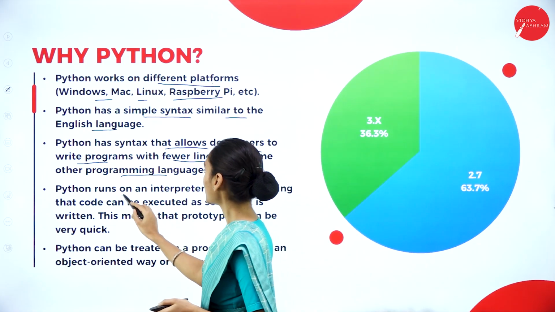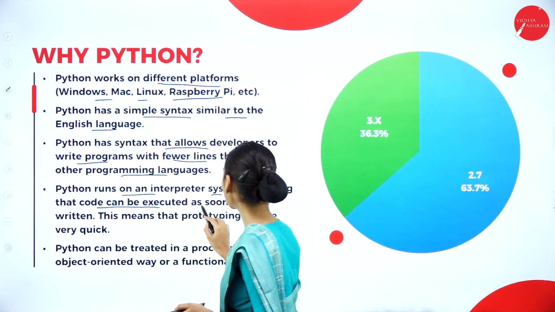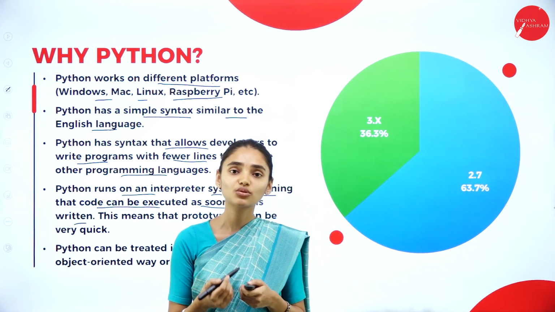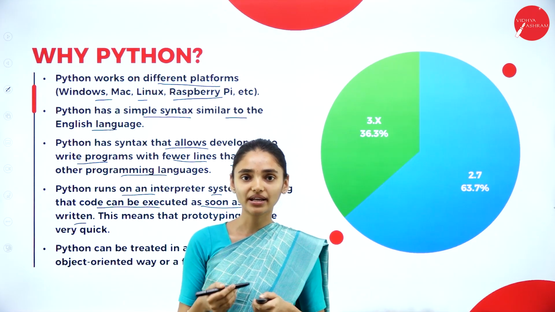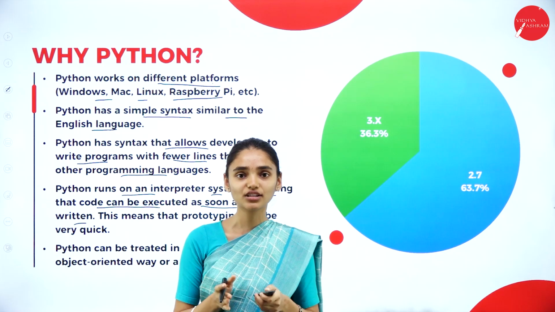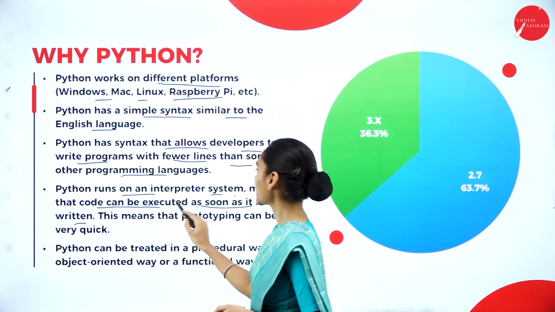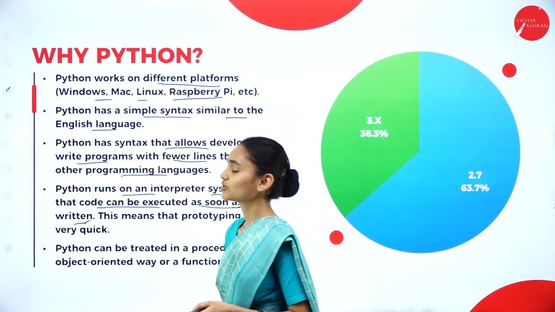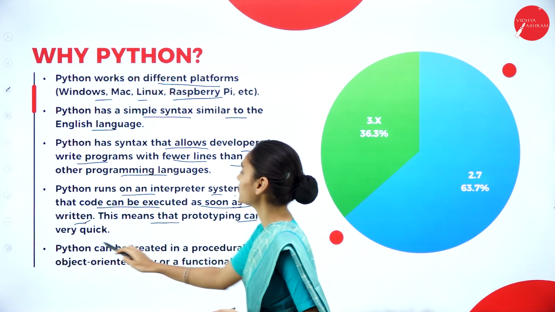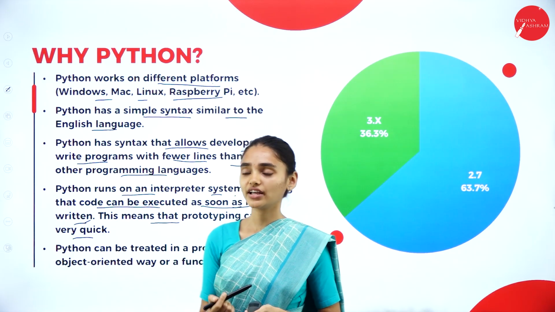Python runs on an interpreter system, meaning the code can be executed as soon as it is written. Interpreter means it helps you run the code line by line. Each line can be executed, compared to other programming languages where you compile the whole program. So once you write the code, you can execute it. This means that prototyping can be very quick.